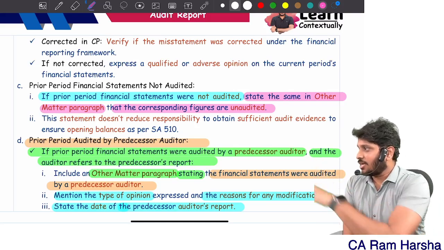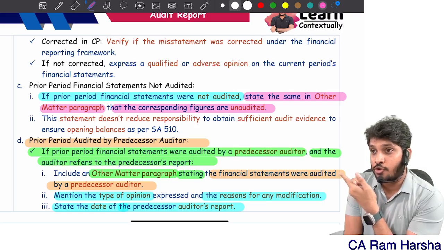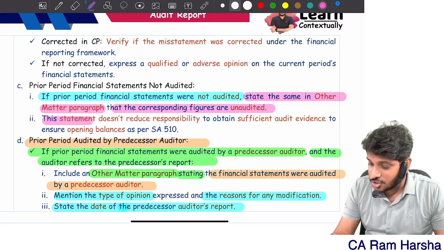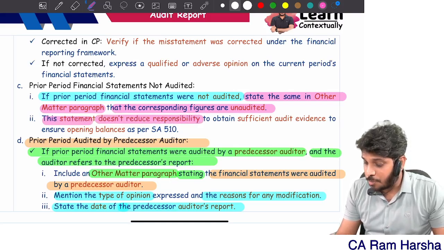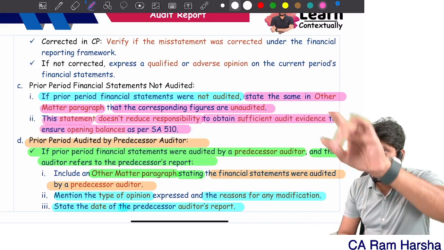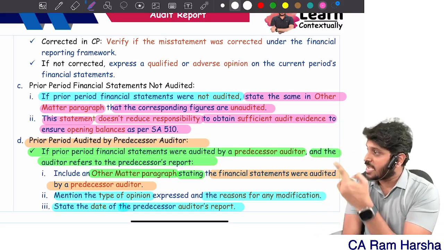You mentioned unaudited. Does it mean you are exempted from verifying the accuracy of opening balances? This statement does not reduce the responsibility to obtain sufficient appropriate evidence regarding opening balances. You still have to get evidence on opening balances, whether they are free from MMS.